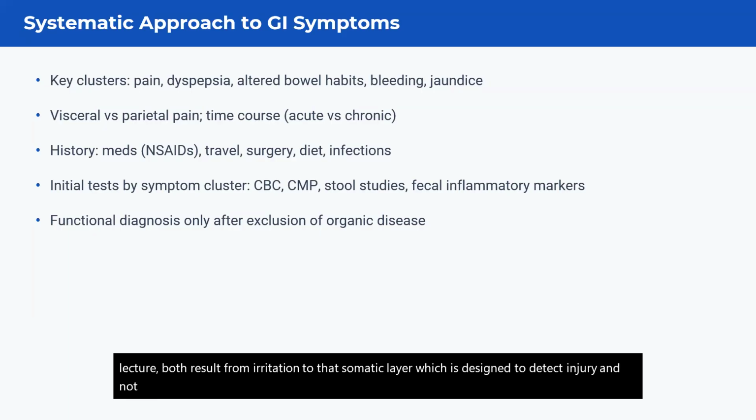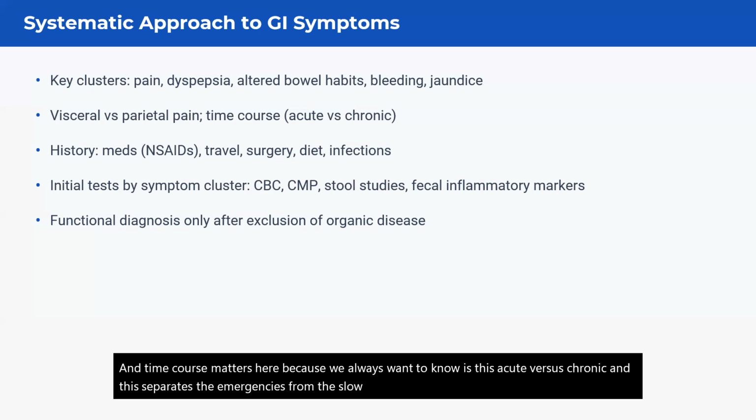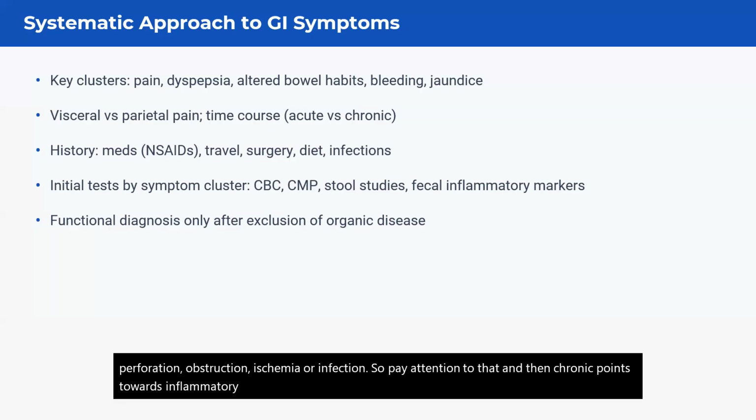And time course matters here because we always want to know, is this acute versus chronic? This separates the emergencies from the slow burns. Acute will suggest things like perforation, obstruction, ischemia, or infection. So pay attention to that. And then chronic points towards inflammatory or functional disorders, things like Crohn's disease, ulcerative colitis, or irritable bowel syndrome.